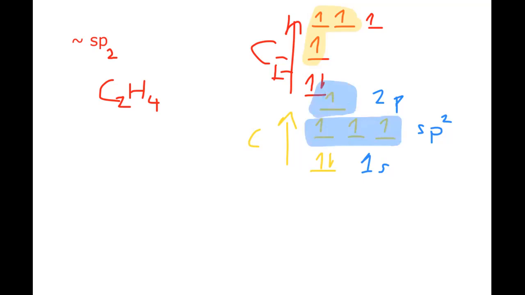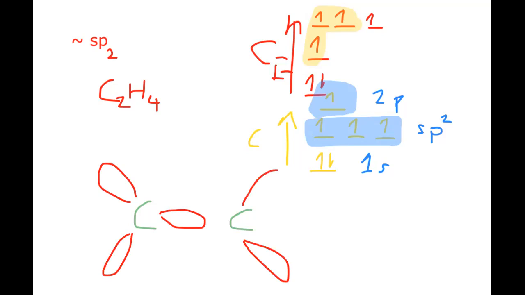So we'll have 2 carbons. I'm drawing the sp2 hybrids in red. There are 3 sp2 hybrids. And the fourth is the 2p orbital. Now the 2p orbital will form a pi bond.